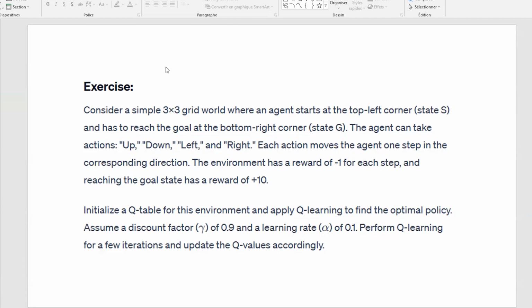10 plus 10. So the first thing I want to see is the initialization of a Q table for the environment, and apply Q learning to find the optimal policy. I just want you to give me the structure of the Q learning table and tell me how Q learning will find the optimal policy. It's all I want. Just tell me how you will do it and give me the structure of the Q table.